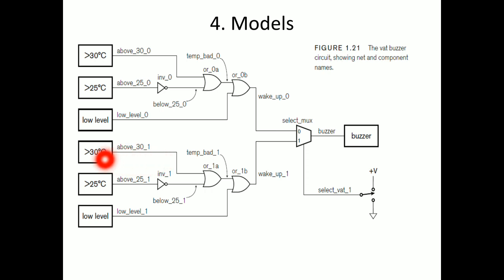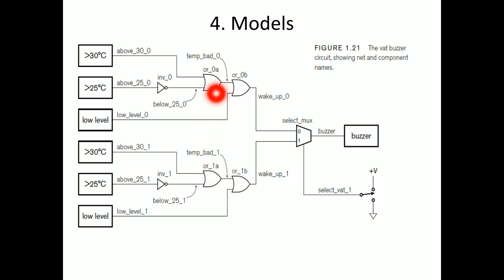Hope how to name has been cleared, and where the name is coming from is also clear. The output of this OR gate is temp_bad_1. Why 1? Because this is a circuit of VAT 1. The output of the second OR gate is R_1B. Hope this has been clear.